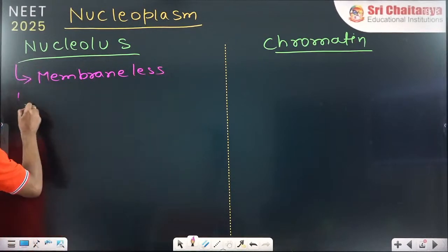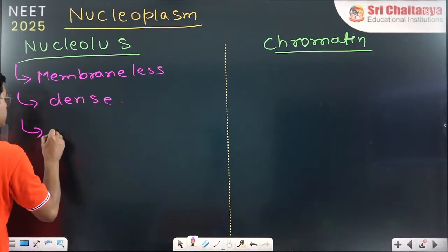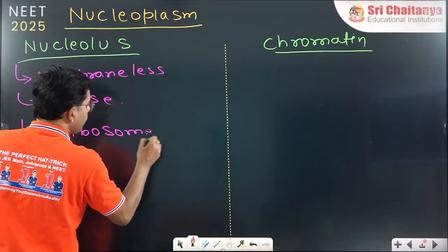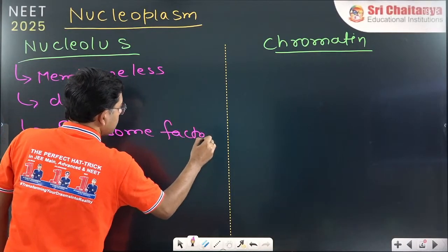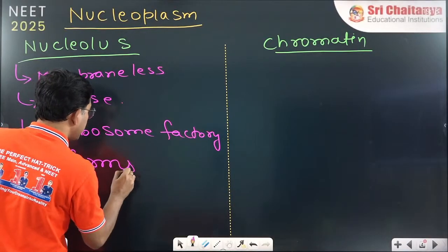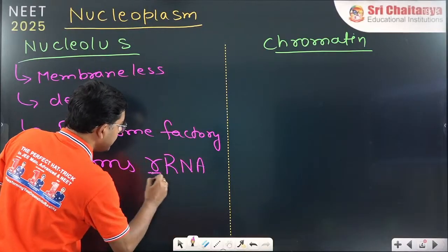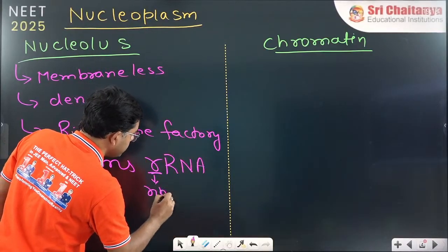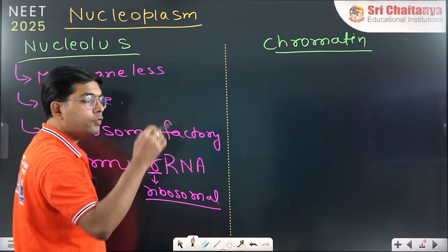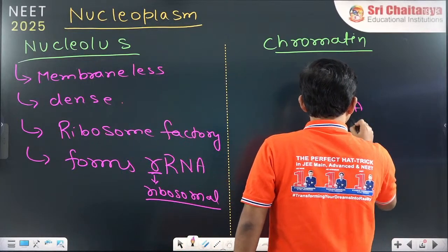Membraneless. It is a dense structure, right? Then it is called the ribosome factory, right? It forms what kind of RNA? rRNA. The R here stands for ribosomal. Ribosomal RNAs. Later on we will study that RNA is actually of three types.